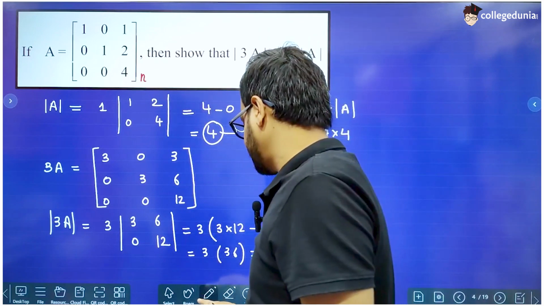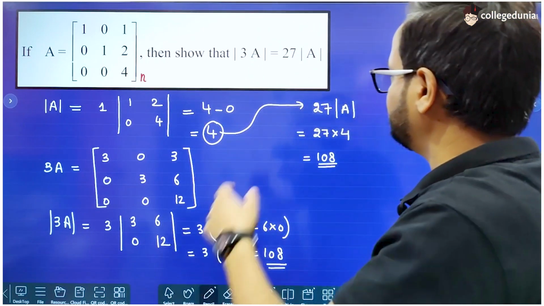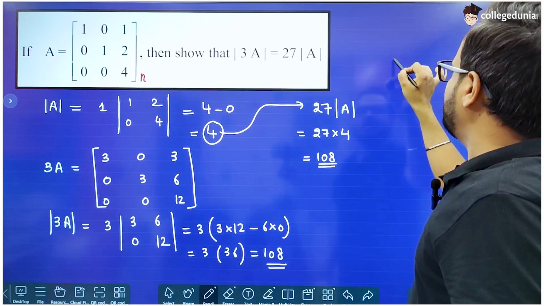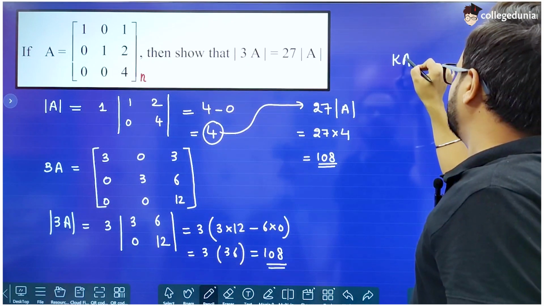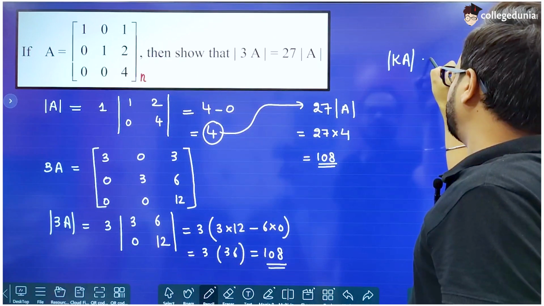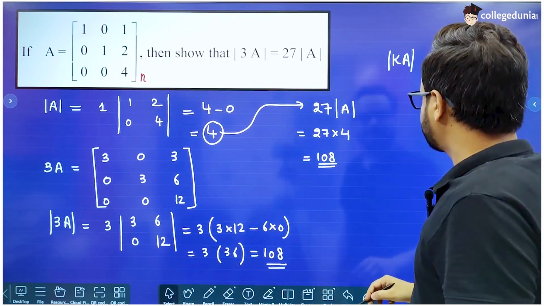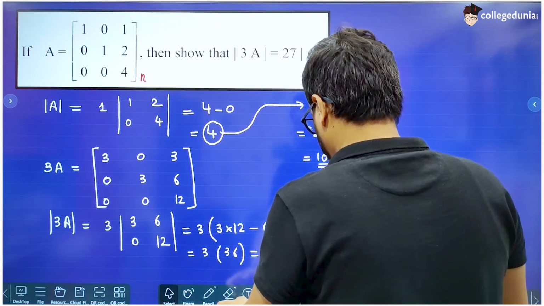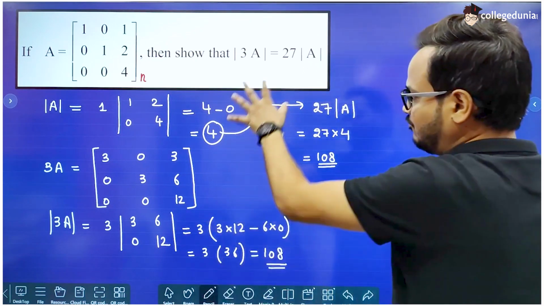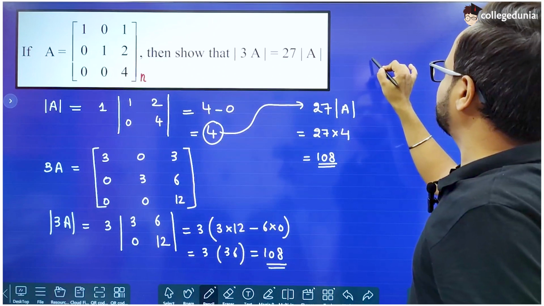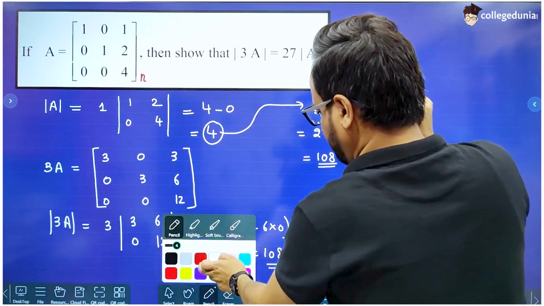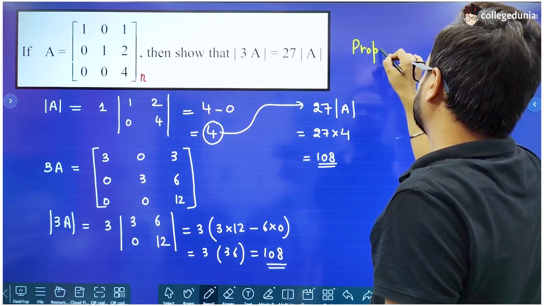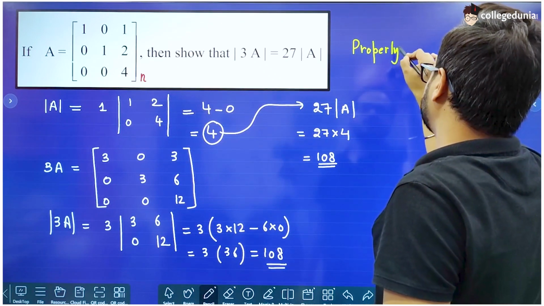So if the order is n and you are multiplying the matrix with a number k, so for kA, you don't have to do all this. You will simply use this property. So let's write it, property. It can be used directly.